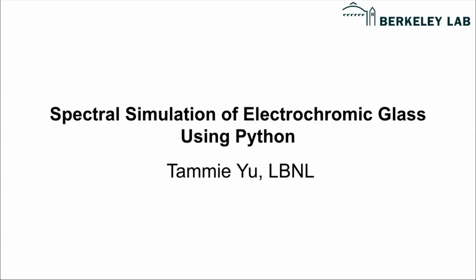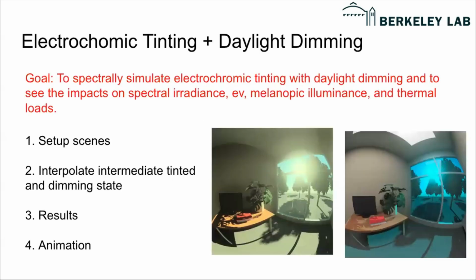So this mainly uses the spectral material modifier that Greg was giving the tutorial on Monday, and also using Taoning's GenSky. The goal of this is to spectrally simulate electrochromic tinting and then add daylight dimming to it when you don't have enough daylight after you tinted to one of the lower tinted states.